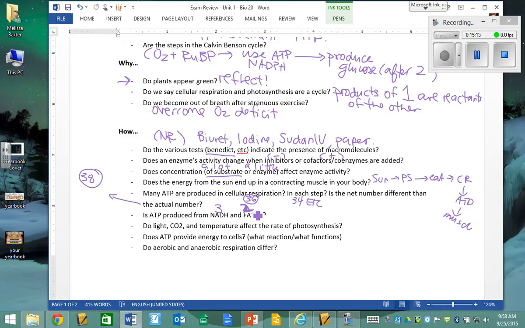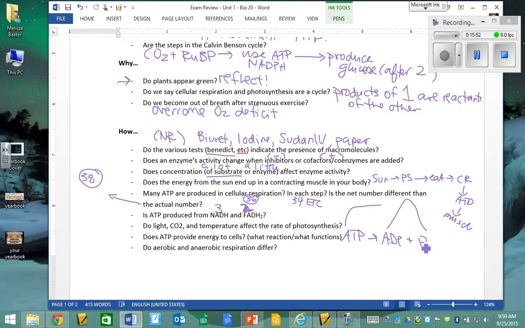How do a number of things affect the rate of photosynthesis? Light and CO2 both look like that. They increase and then they level off. Temperature is the one that looks like that. And that's because after a certain point, enzymes become denatured and they don't function anymore. How does ATP provide energy to cells? It becomes ADP and a phosphate, and the energy from that third bond is what is giving energy to cells.